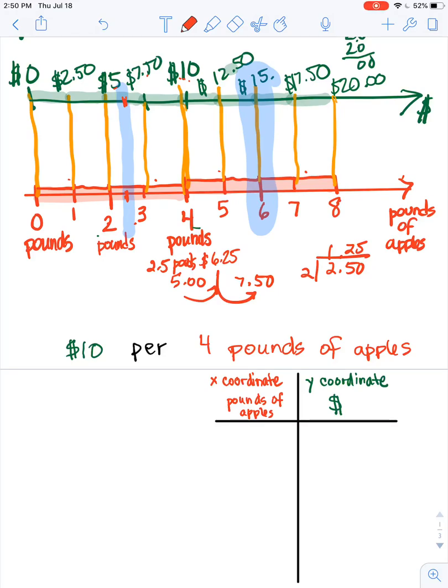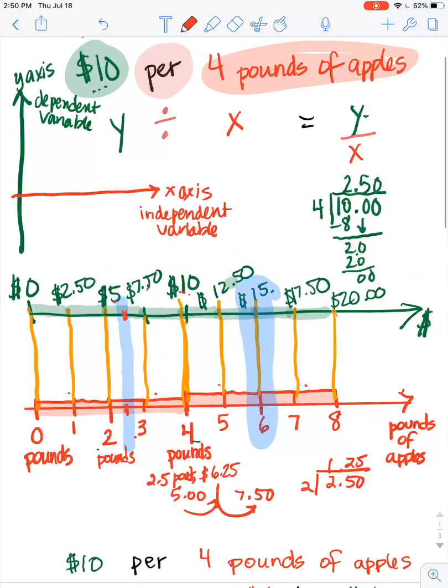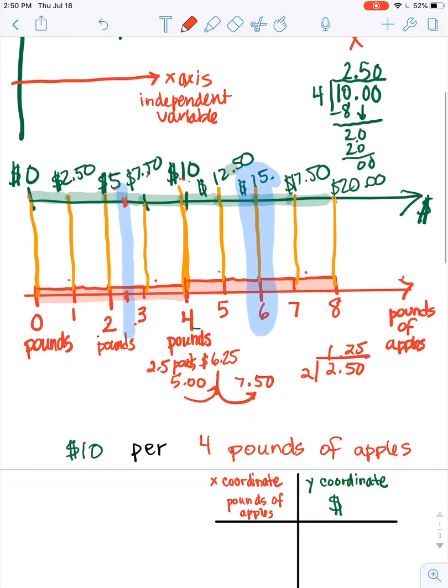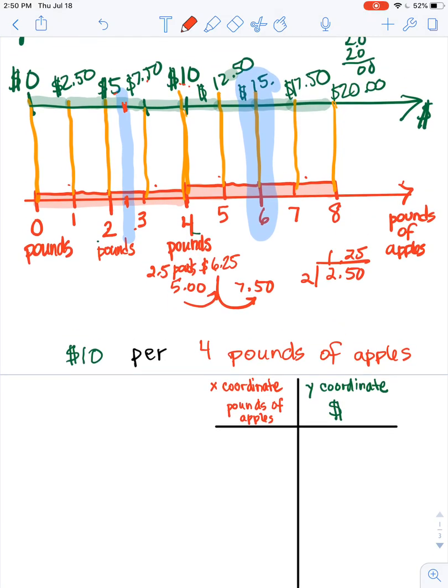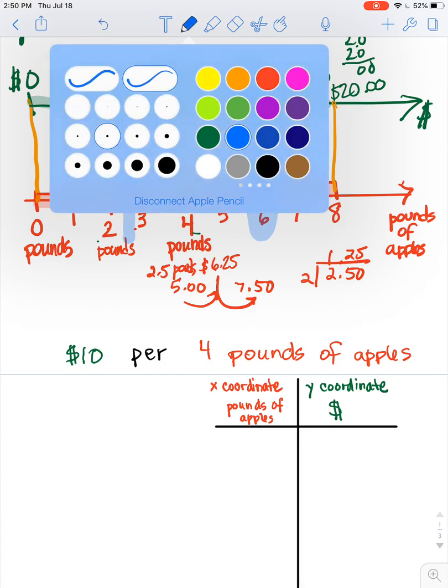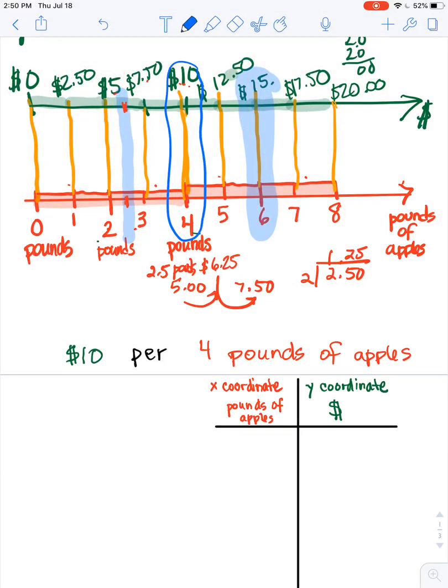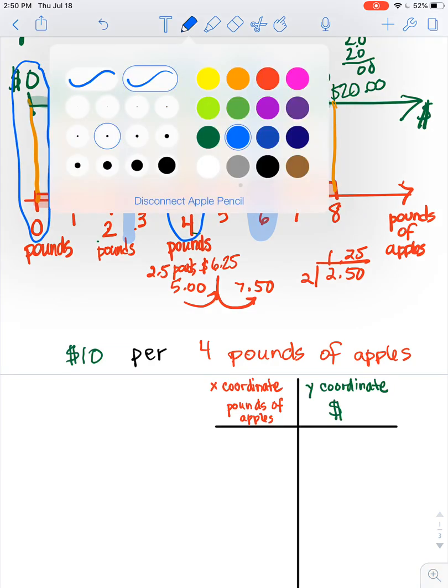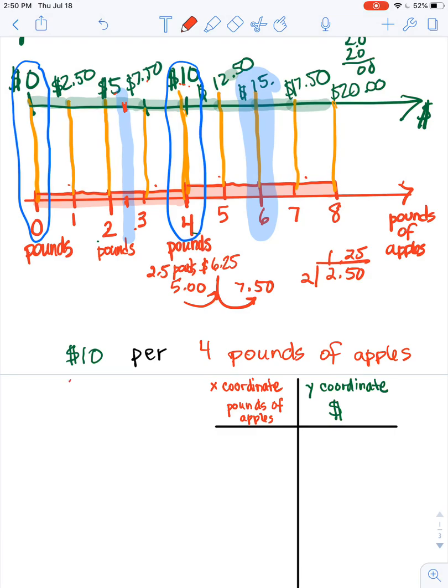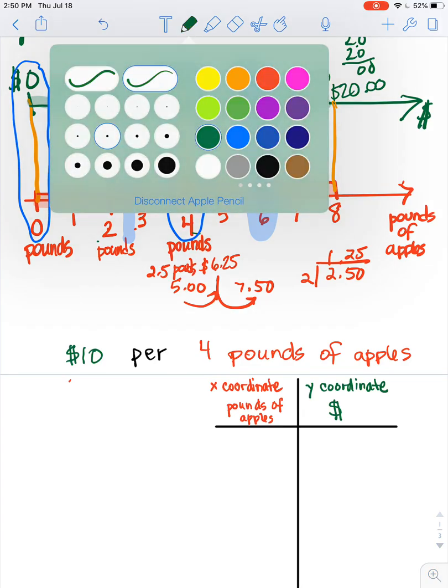So from a double number line, or just from any information, you can put your numbers into a table. So this is a table down here. Before we talked about if you had $10 per 4 pounds of apples, and we figured out this double number line where we had, let's use this, $10 for 4 pounds of apples, and we know we have 0 pounds for 0 apples.